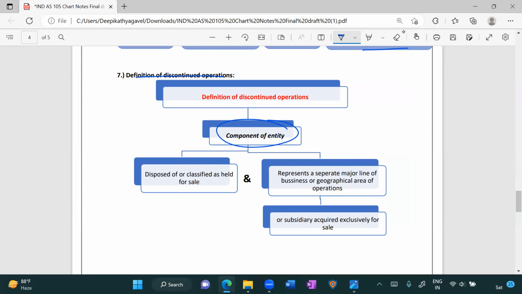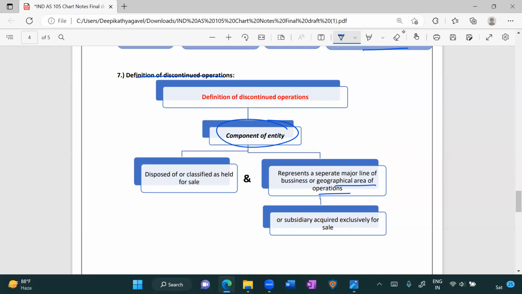When I say discontinued operation, it is a little broader term, because it includes, let's say, a major line or a geographical area. Let's say you are a pan-India entity, and you are planning to sell off only your eastern region group. East was one geographical area of operation, and I'm planning to dispose of that. So it's much wider. A discontinued operation is a component of an entity which is being either disposed of or classified as held for sale.